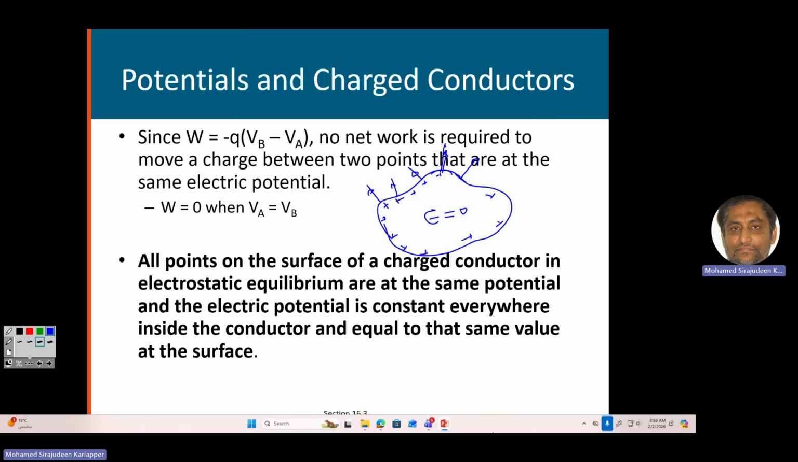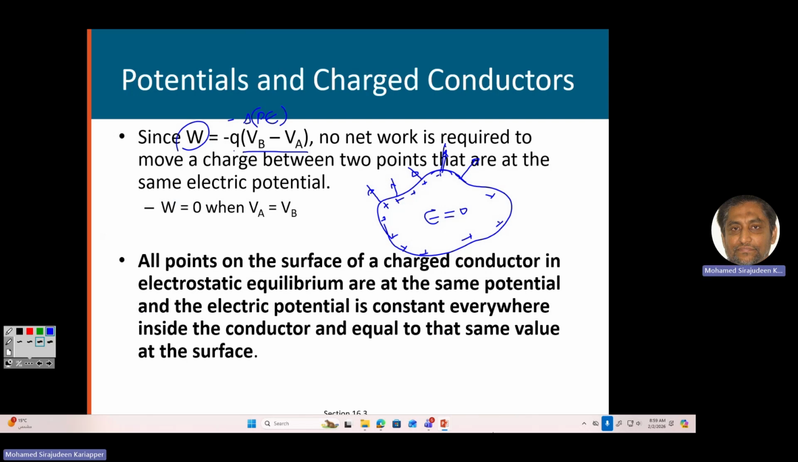And you know the work done is the negative of the change in the potential energy. For potential energy, I can write Q times delta V. And if we have 2 points at the same potential, meaning the potential at A is equal to the potential at B, that delta V will be 0. That will say that W will be 0. So if you have 2 points of the same potential, you don't need any work. The net work will be 0 to bring a charge from point A to point B if they both have the same potential.